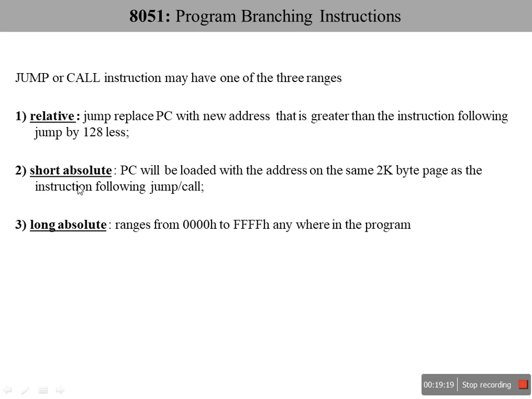Similarly, short absolute. In short absolute, the control will be within a 2 kilobyte page. So if the control is here and the short jump is encountered, the control can go from this location to 2 kilobytes towards previous instructions, or 2 kilobytes towards the forward instructions. Then we have long absolute. In case of a long absolute, the address ranges from 0000 to FFFFH. So these are long jumps, these are short jumps, and there are very short jumps, you can say.